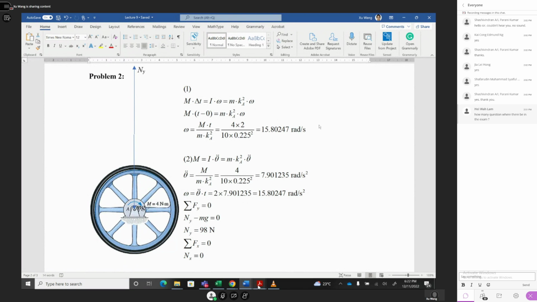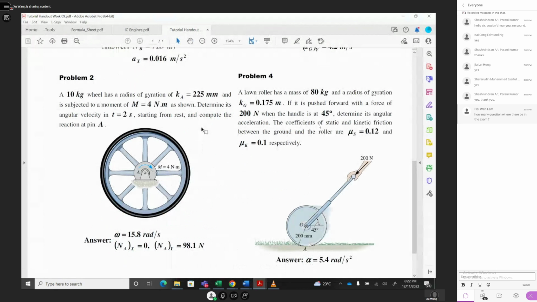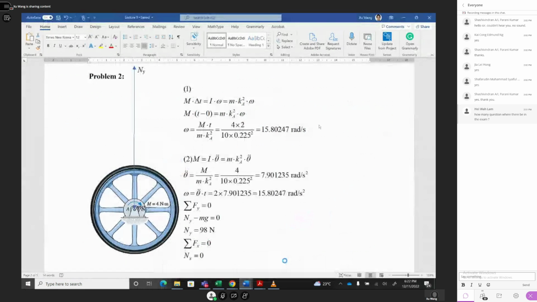And then here we ask another question: determine the angular velocity starting from rest, and also calculate the reaction at point A. That's another question. For the reaction at point A, you have the gravity force and also the reaction force. Sigma Fy equal to 0, so N_y minus mg equal to 0. The wheel cannot move at all, so there is no acceleration.